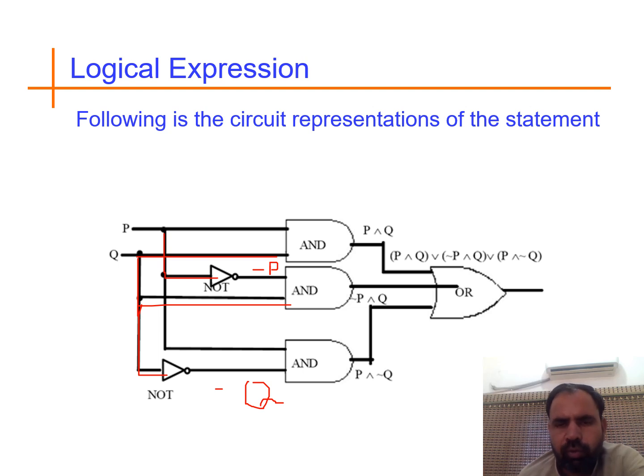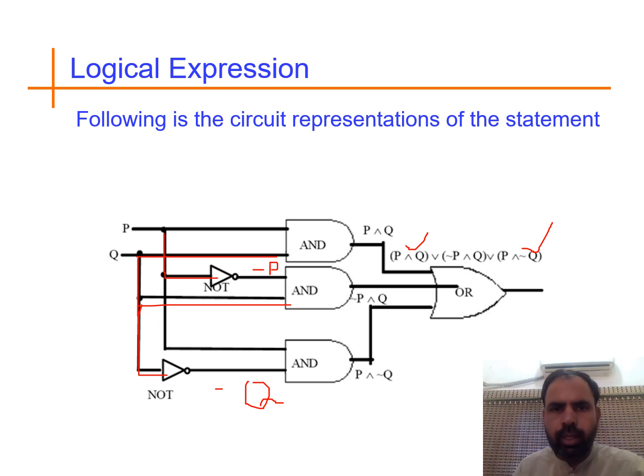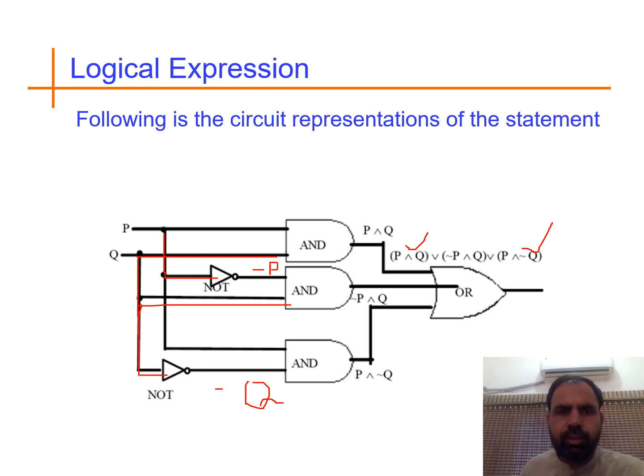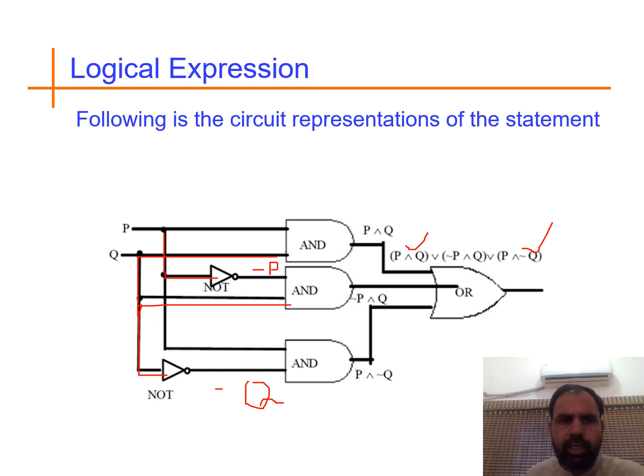So when we combine these in an OR gate, it becomes P and Q, the first term, or negation P and Q, or P and negation Q. So this is the expression of this circuit. I hope you can understand it easily. I repeat this circuit because it is much more complicated.